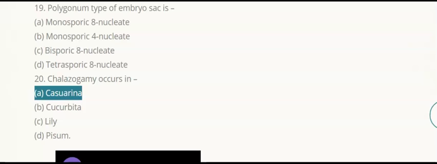So with the 20th question, let me examine the question again. The question asked was chalazogamy occurs in. So here the correct answer is E, that is Casuarina.